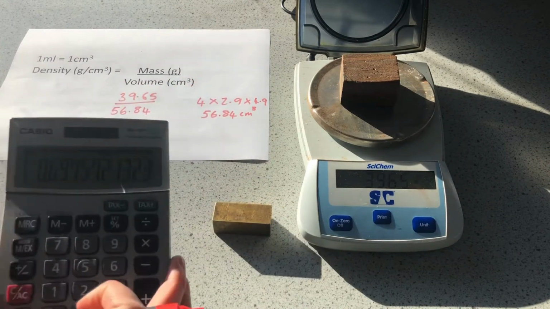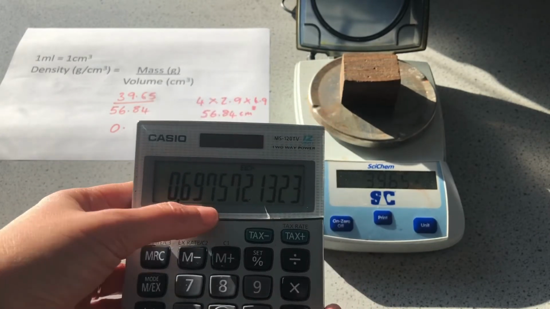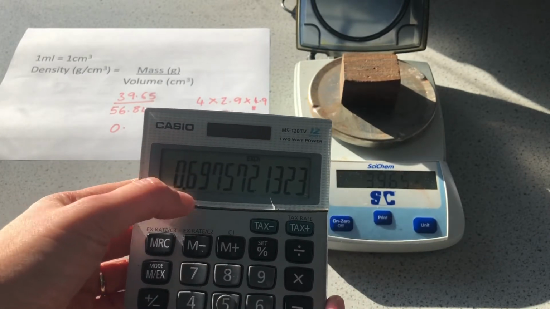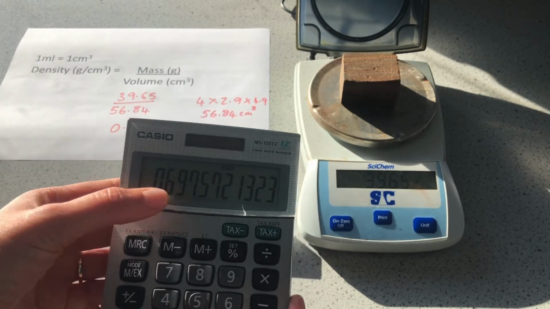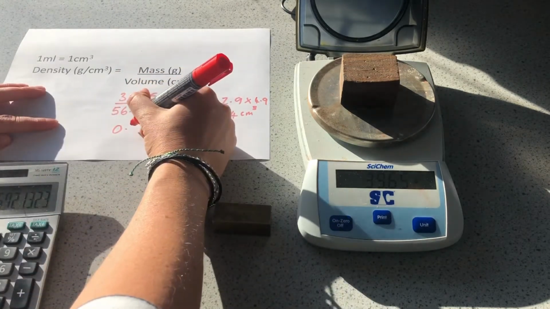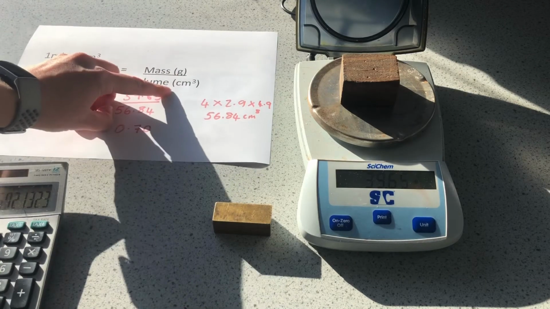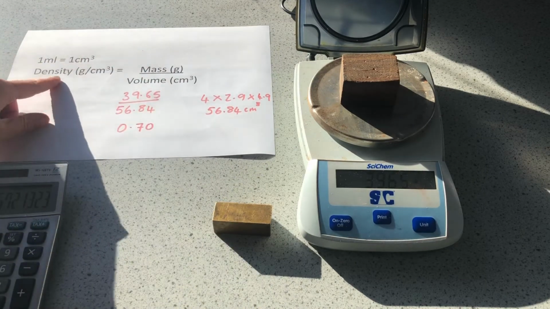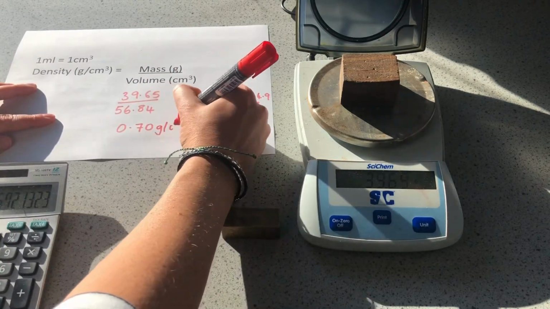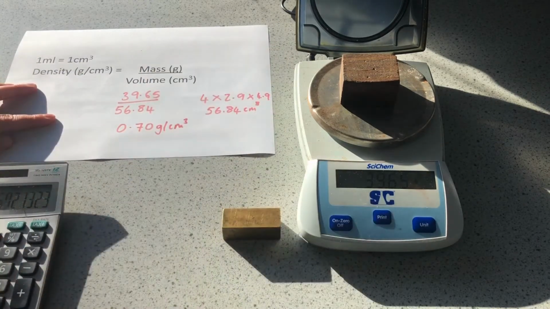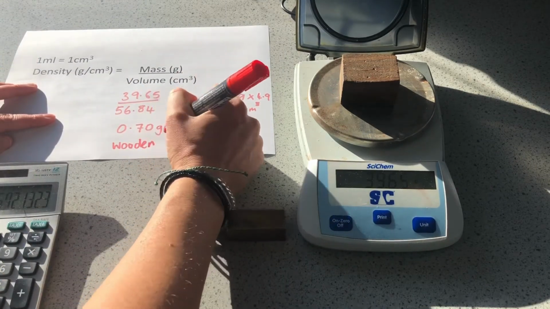Now I'm going to take this to two significant figures, which also happens to be two decimal places. So I'm going to look at this 7, round up, which will take that to 0.70. Now the units, because I did grams divided by centimetres cubed, the unit for density is grams per centimetre cubed. And that was for the wooden block.